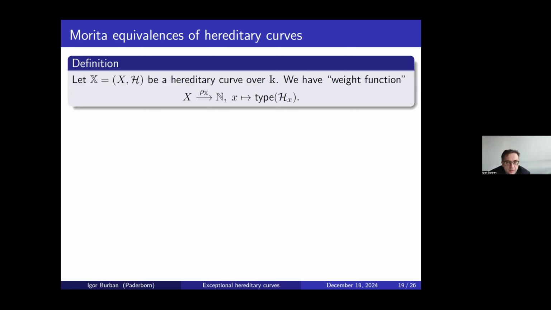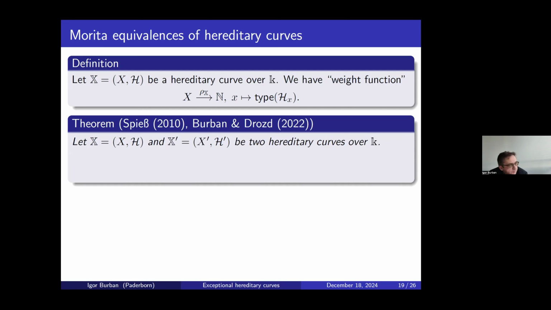If I have a hereditary curve, then first of all, we can speak about the associated weight function, which attaches to every closed point x the type of the stalk of the corresponding hereditary sheaf H. So type is the number of pairwise non-isomorphic simple modules. For all points but finitely many, the type is 1. That is a property of this function rho. So if rho satisfies this property, that it is 1 for all points but finitely many, then I call such a function a weight function on my curve.